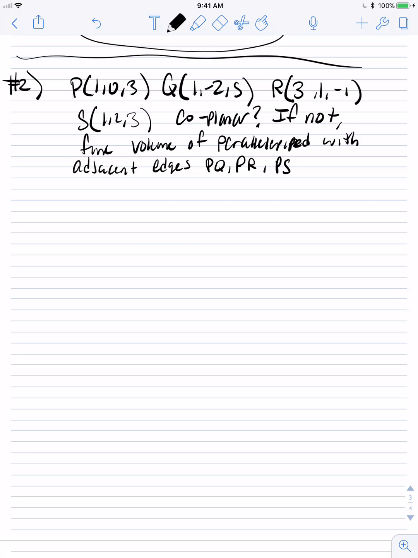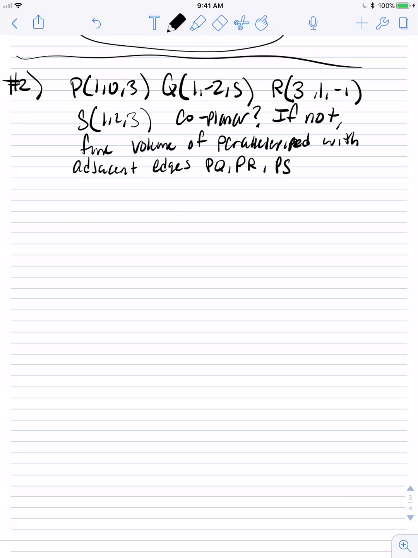So for question 2, we're given 4 points. P is (1, 0, 3), Q is (1, -2, 5), R is (3, 1, -1), and S is (1, 2, 3). And we're trying to see if it's coplanar or not. If it's not coplanar, we're trying to find the volume of the parallelepiped with adjacent edges PQ, PR, PS.